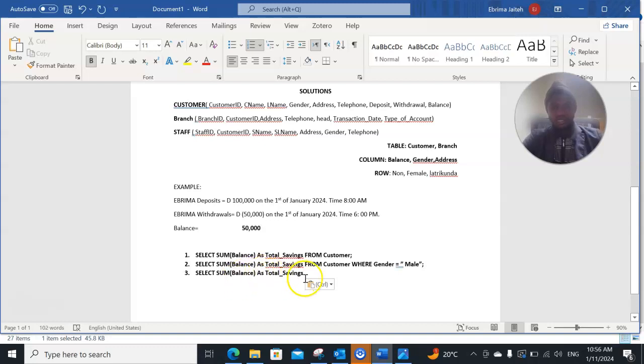So select sum of the balance as total savings, and now we need an inner join here because we are dealing with two tables. You can remember our previous lessons. We are talking about inner join, isn't it? So now to join these two tables, we need what? Primary key and foreign key. That is the importance of these two keys. Primary key and foreign key are used to create a relationship between two or more tables.